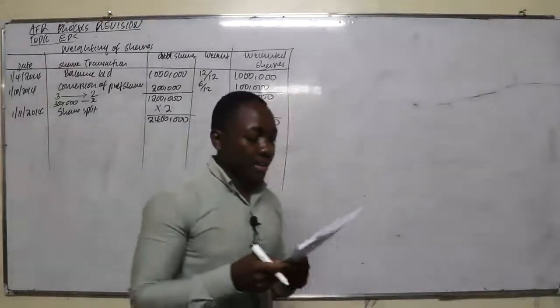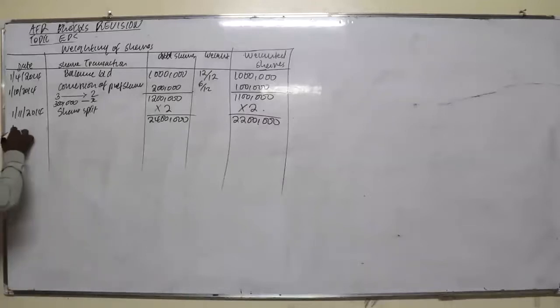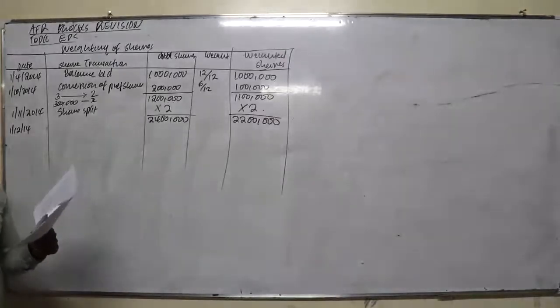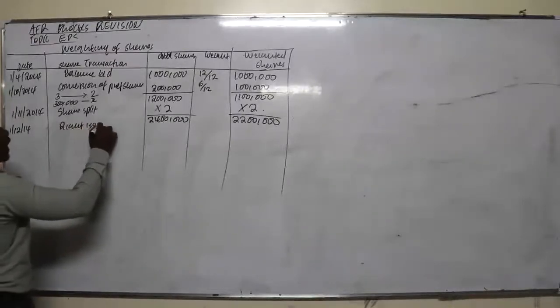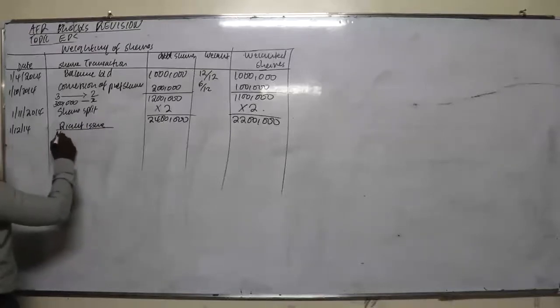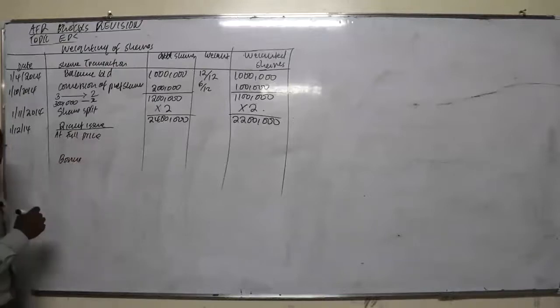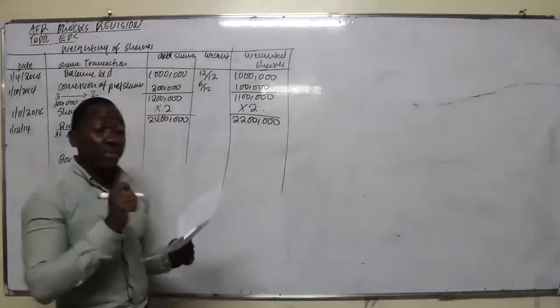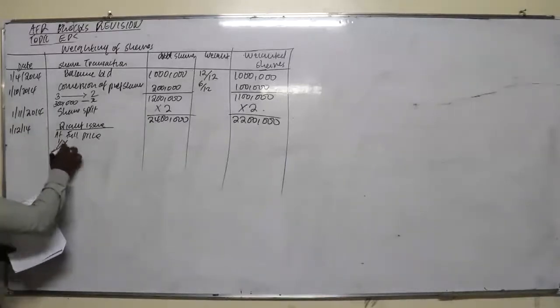Then lastly, on 1st December 2014, how many months to the end of the year? Four. That's December, January, February, March. The company made a rights issue. We said that whenever you have a rights issue, we have those shares deemed issued at full price, and you have those deemed issued at a bonus. And we are told that on 1st December 2014, the company made a rights issue of one equity share for every five. So it's one for every five, you take one over five, you multiply by the number of shares.